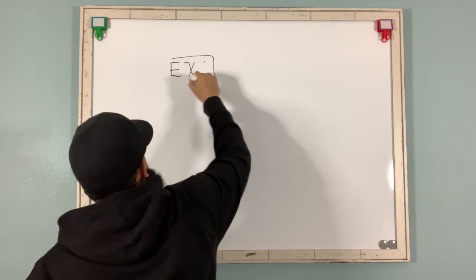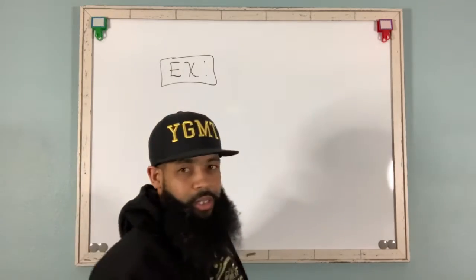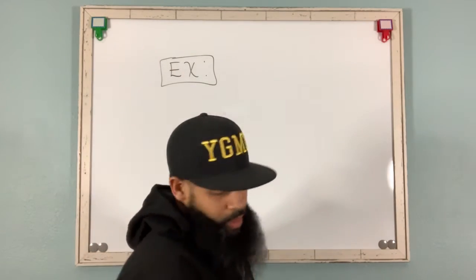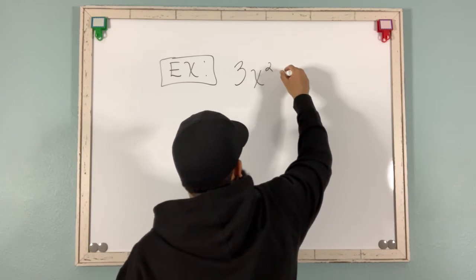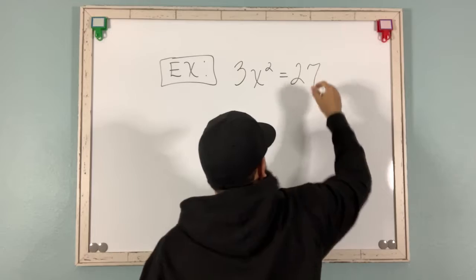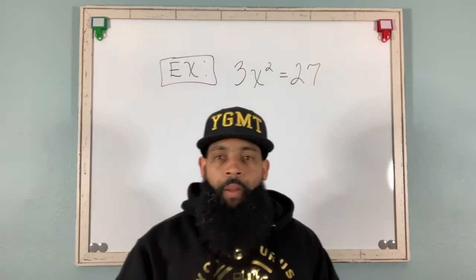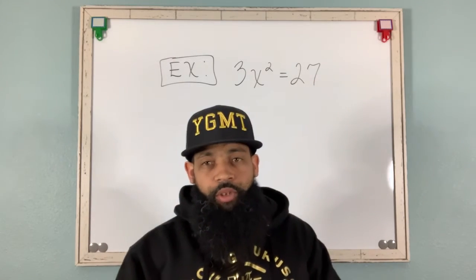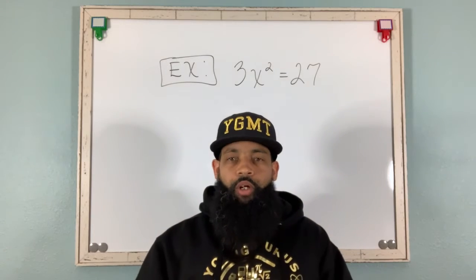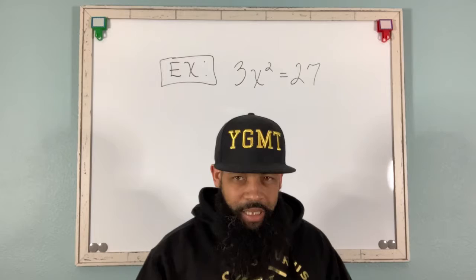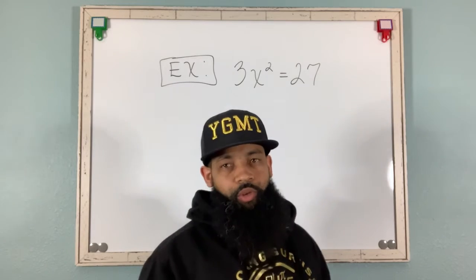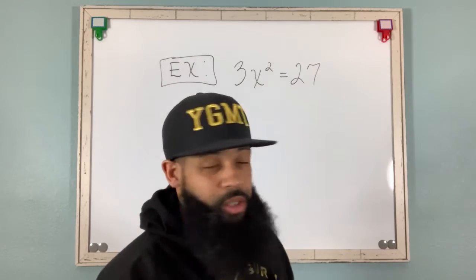Now, when you solve quadratic equations, the method is still the same as linear equations, and so you still have to use inverse operations, but the difference is when we're solving a quadratic equation, the graph is different, so it means something different when you solve the quadratic equation. As you can see, we have 3x squared equals 27.